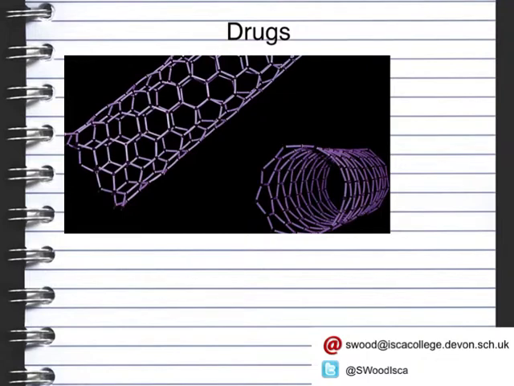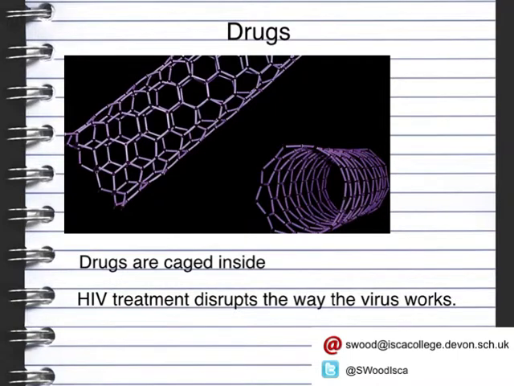Now, the introduction of nanotubes has also developed the way that drugs can be administered to patients. Because of this spherical tube structure, they're able to deliver drugs to patients purely by trapping the drug inside. This is really useful for new HIV treatment, as it can disrupt the way that the virus actually works and stop the virus having any negative effects on the actual person.